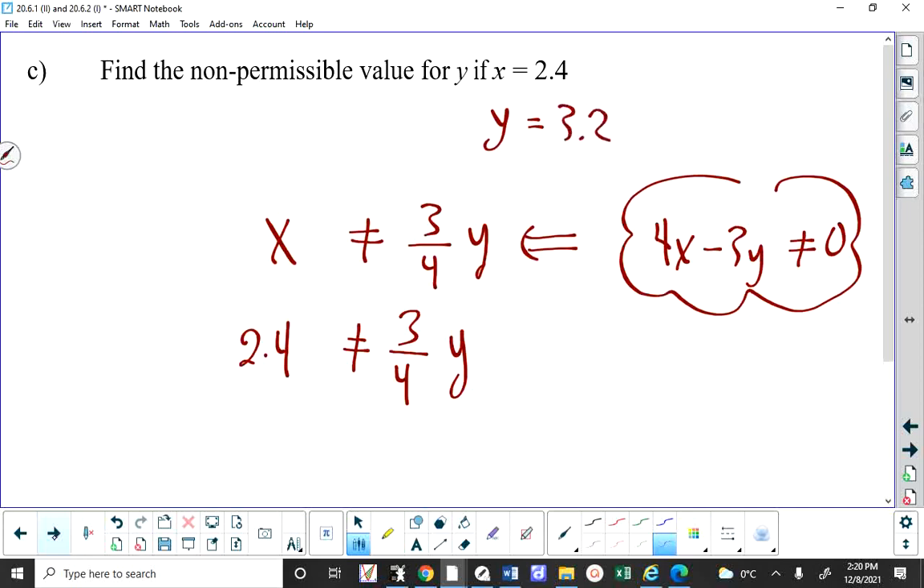Now these are non-permissible values, so what we're really saying is these are numbers that x and y can't both have together. Can x ever be 2.4? Absolutely. In fact, it can be 2.4 in every other case unless y is 3.2. That's the meaning behind this weird non-permissible value set.